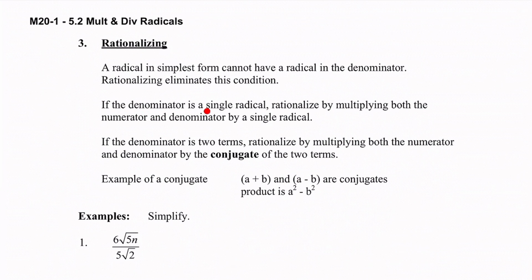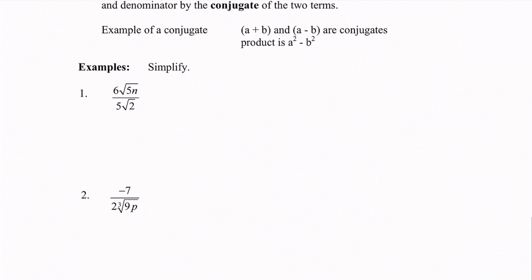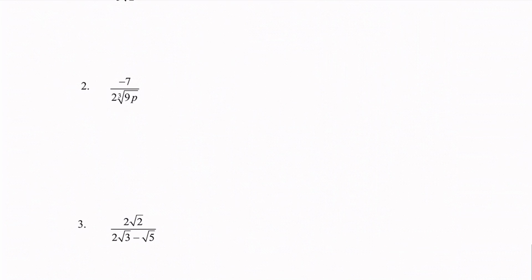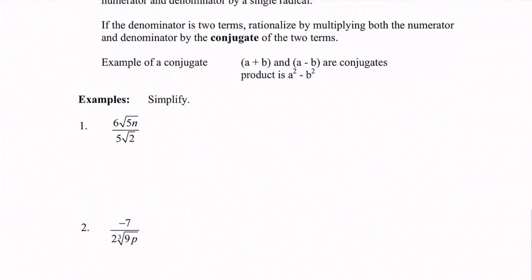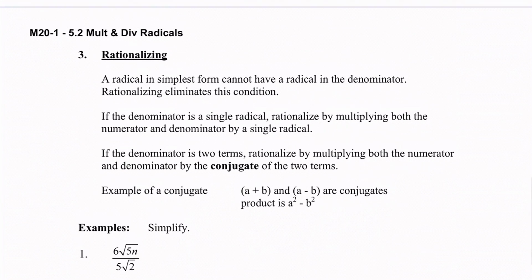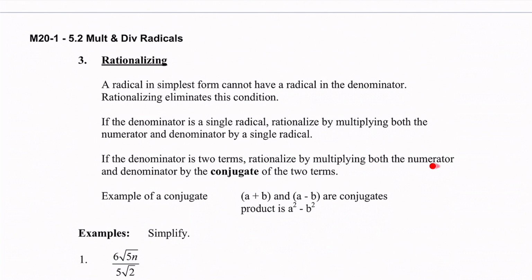If the radical is a single radical, which just means there's just kind of one thing there, we're going to rationalize by multiplying both the numerator and the denominator by a single radical. So we're going to multiply the bottom and the top by a single radical. If the denominator is 2 terms, so that is going to be one like number 3 here, there's 1, 2 terms. For that, what we're going to have to do is we have to multiply both the numerator and denominator, again, has to be both, by the conjugate of the 2 terms.